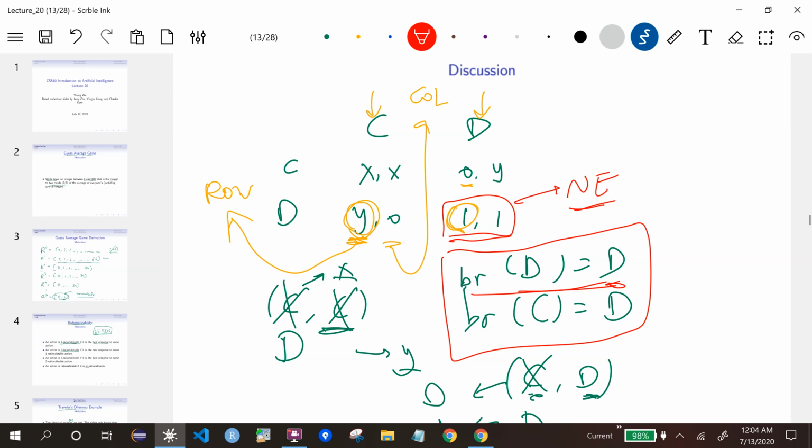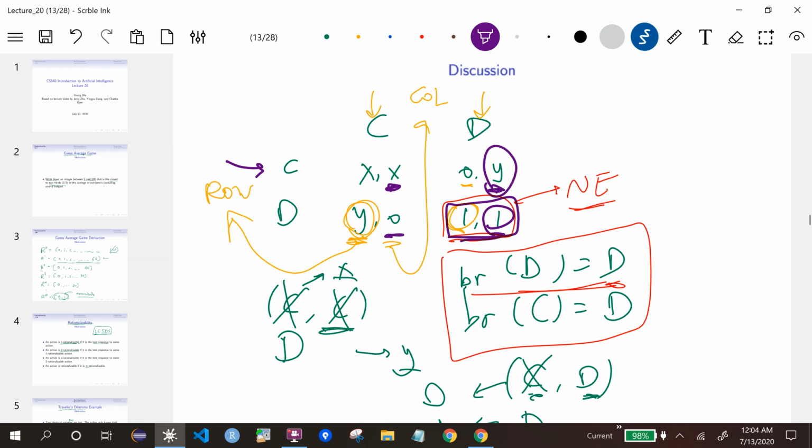And next, we can do the same thing for the column player. Fix the row player playing C, and I'm comparing these two numbers. I'm going to highlight the larger value, and similarly comparing 0 and 1, I'm going to highlight 1. Whichever cell in the table has both values highlighted, that one is a Nash equilibrium.